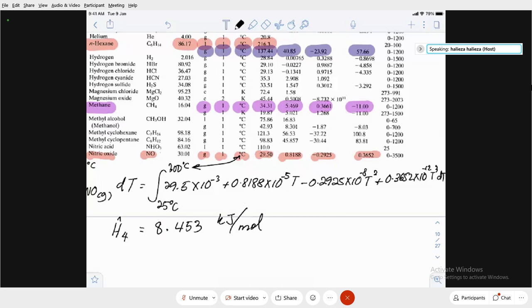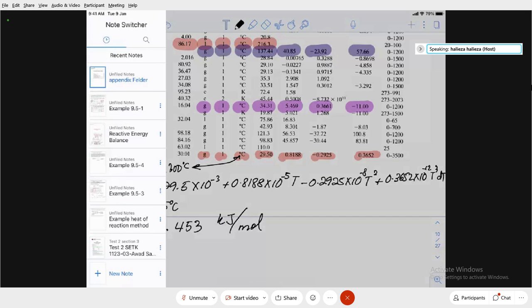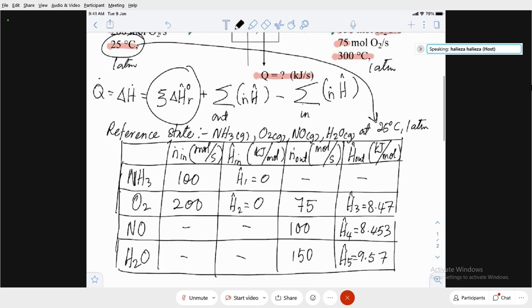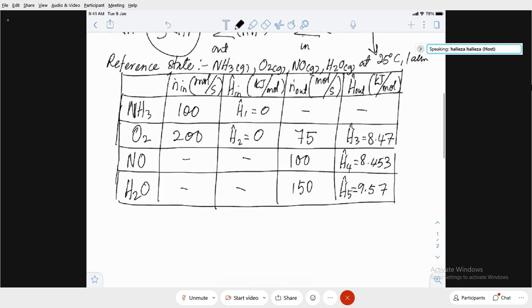So we're going to go back to the example. 8.453. So we have completed the table. So now we need to find the extent of reaction. What do you think is the extent of reaction? The formula for the extent of reaction is equal to mole consumed or produced, normally consumed, per the coefficient of that component.